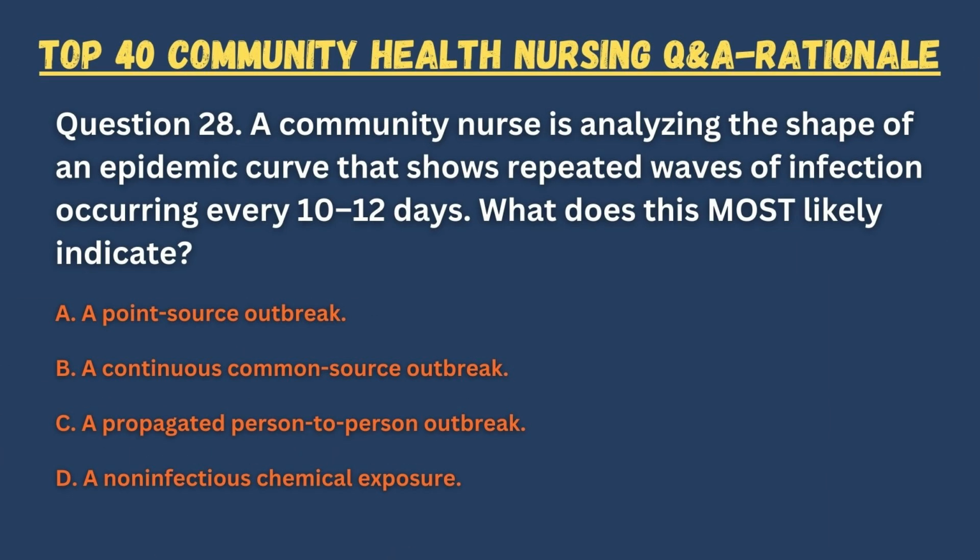Question 28. A community nurse is analyzing the shape of an epidemic curve that shows repeated waves of infection occurring every 10 to 12 days. What does this most likely indicate? A. A point source outbreak. B. A continuous common source outbreak. C. A propagated person-to-person outbreak. D. A non-infectious chemical exposure.